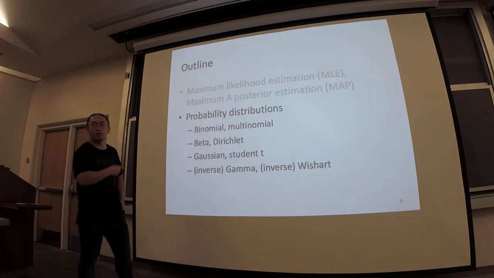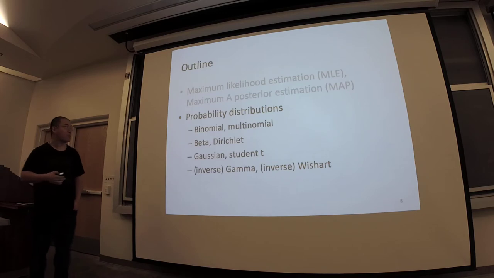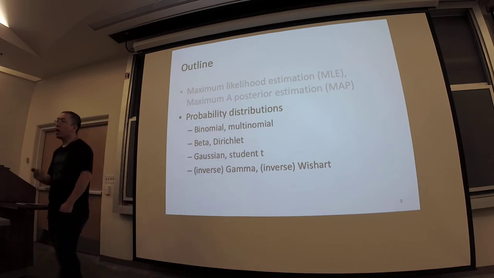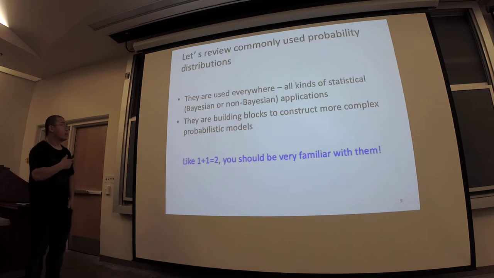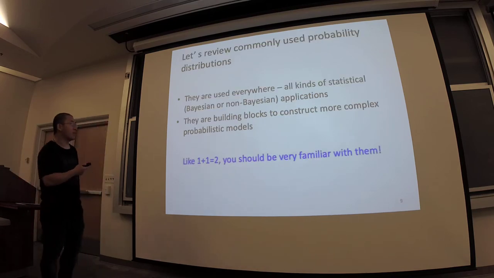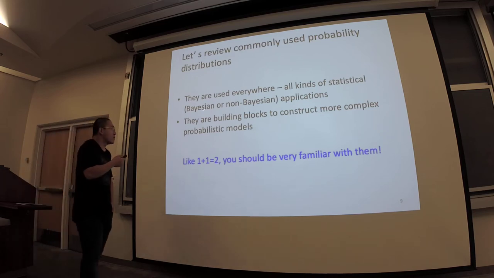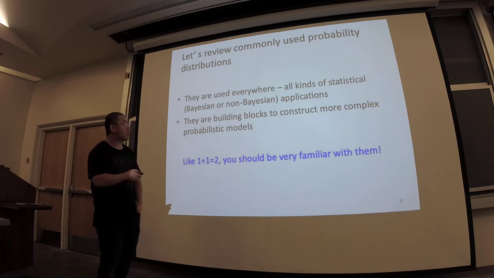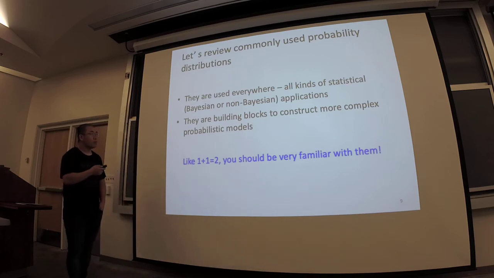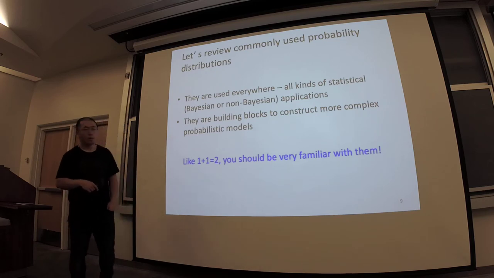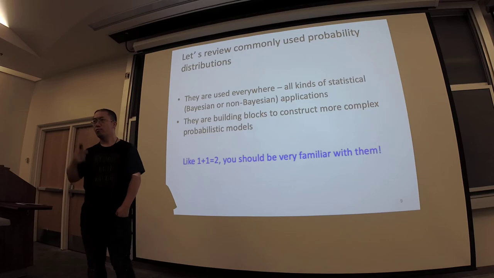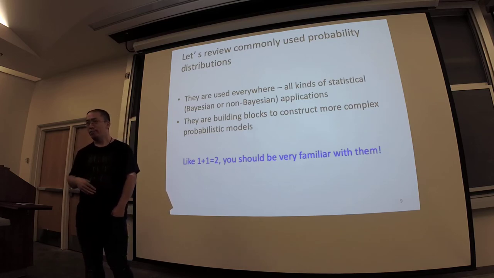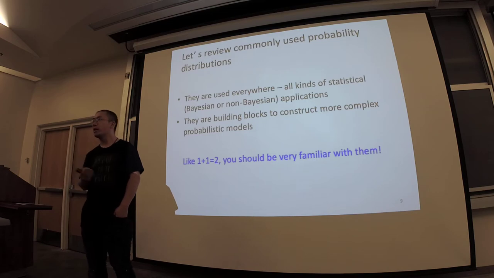Okay, so that was a fast review of MLE and MAP estimation. Now we're going to go through a set of commonly used probability distributions. For many of them you're familiar with them and have dealt with them, so I'll be quite fast. Again, I want to emphasize that those distributions will be used everywhere: in all kinds of statistical applications, Bayesian and non-Bayesian. They are building blocks to construct more complex probabilistic models. That means you should be very familiar with them. You are not required to memorize every formula, but you should keep in mind that such distributions exist, and whenever you want to use one, you can just pick it up from, say, Wikipedia or any statistics textbook. Okay?